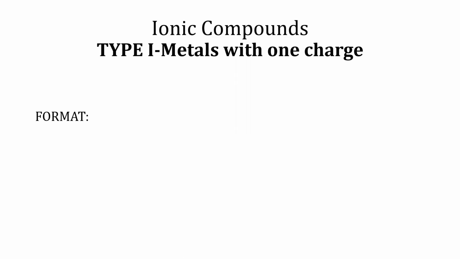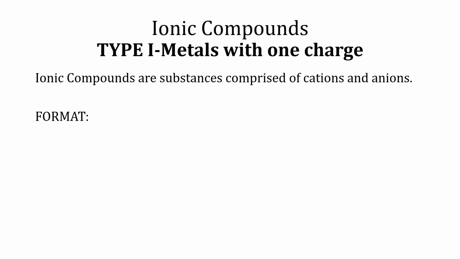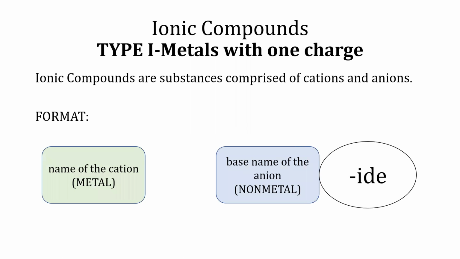For type 1 ionic compounds, these compounds involve metals with one known charge. Naming these ionic compounds is as follows: name of the metal cation followed by the base name of the nonmetal anion plus the suffix -ide.